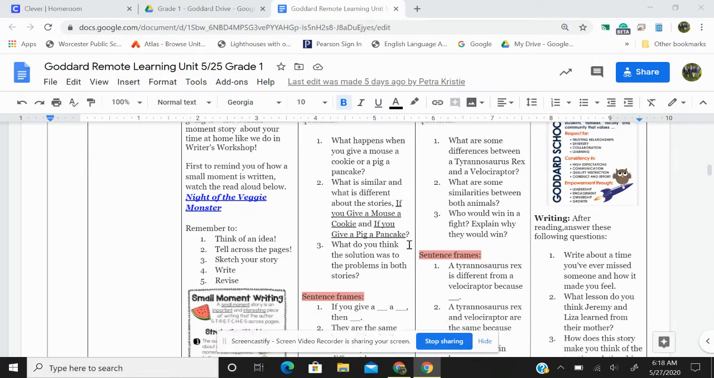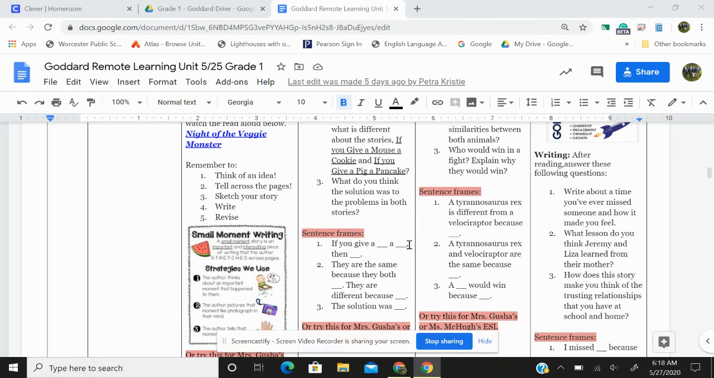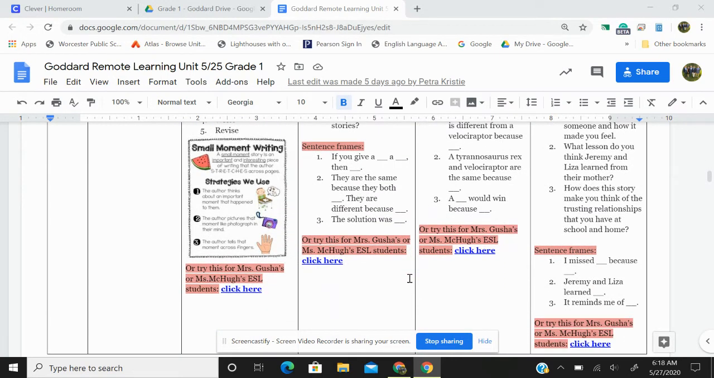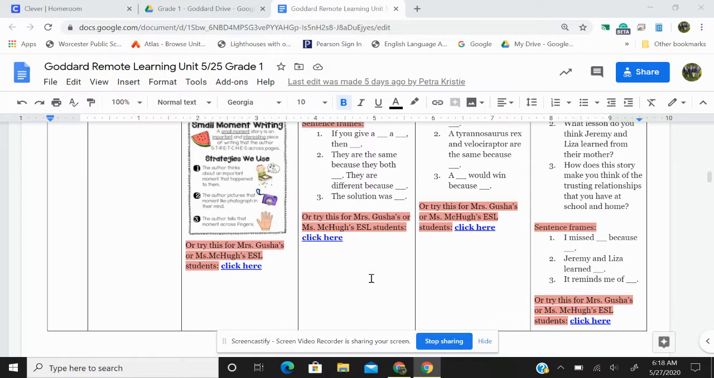Here are some sentence frames to help you out. 1. If you give a blank, then blank. 2. They are the same because they both blank. They are different because blank. The solution was blank. Or try this for Mrs. Gusha or Miss McHugh's ESL students. So click here for some ESL activities.